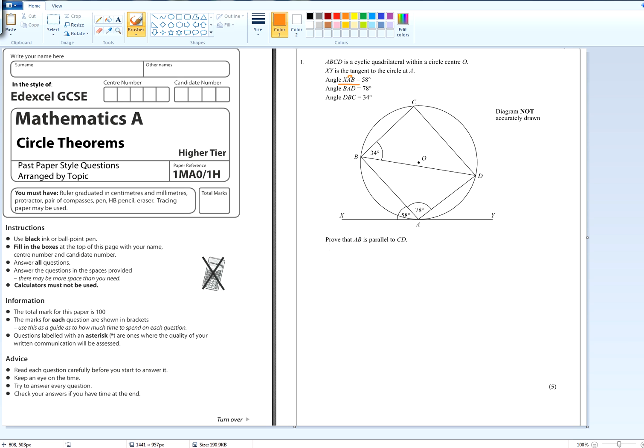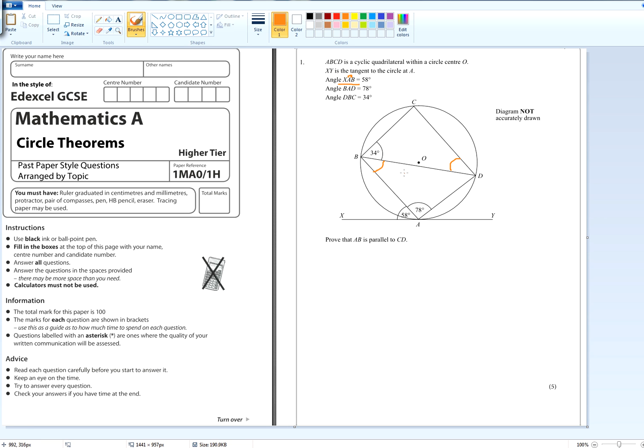It goes on to prove that AB is parallel to CD. So we've got to prove that this line here is parallel to that line. In order for them to be parallel, this angle here has to be the same as that one, i.e. they have to be alternate angles, have to be equal. As long as those two angles are equal, then we can prove that those lines are parallel. Right, so let's go about doing that then.